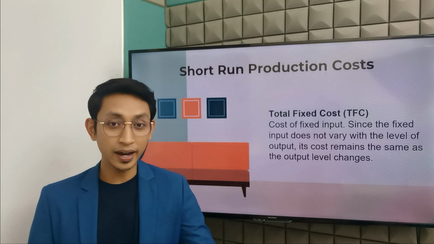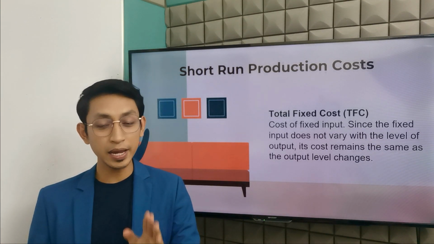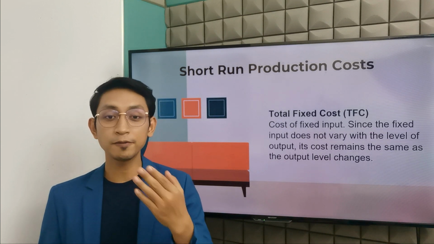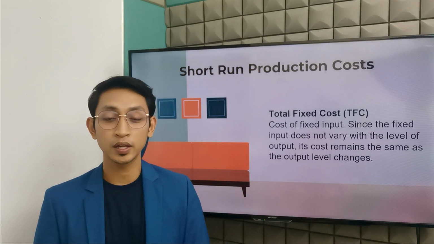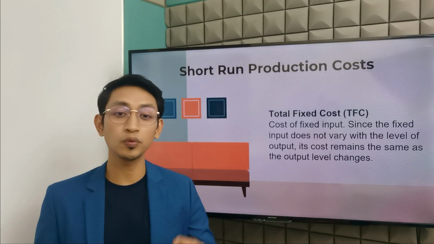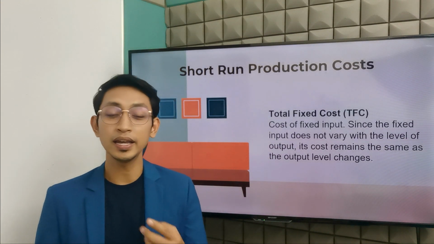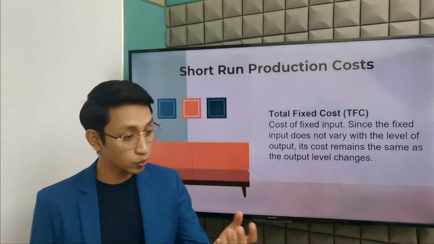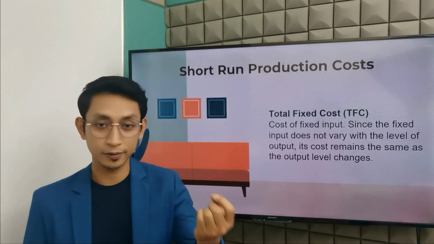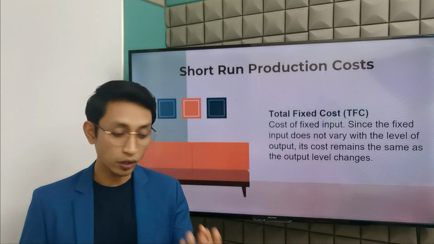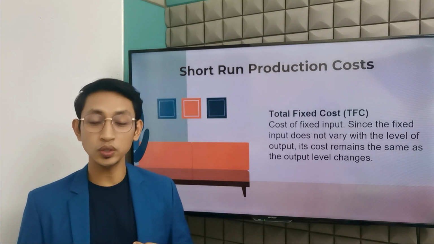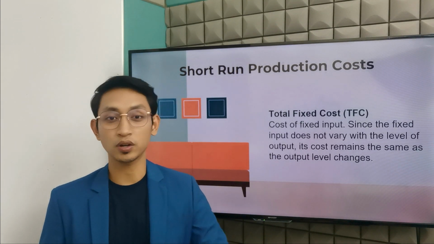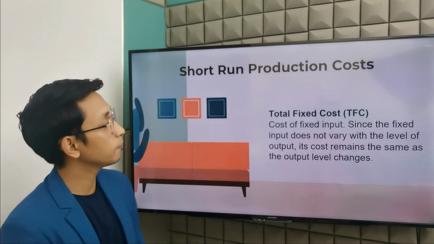Meanwhile, the same firm needs to have variable input, for example labor. If you hire them, you need to pay them salary. That salary is considered one example of variable cost. So in order to get fixed input, you need to pay fixed cost. In order to get variable input, you need to pay variable cost. Okay? So what is total fixed cost?